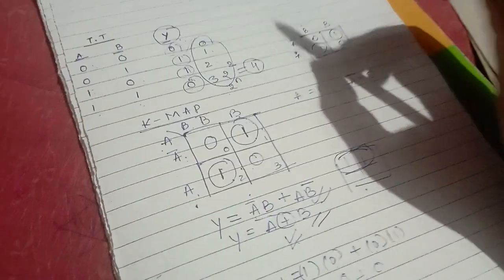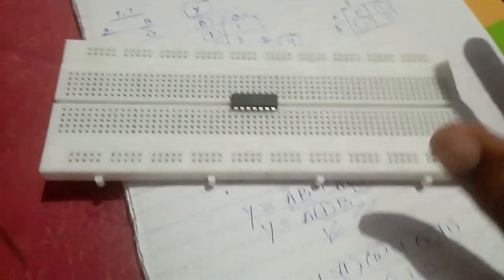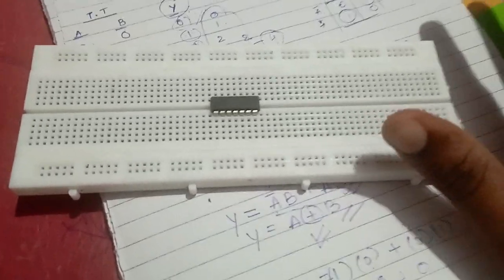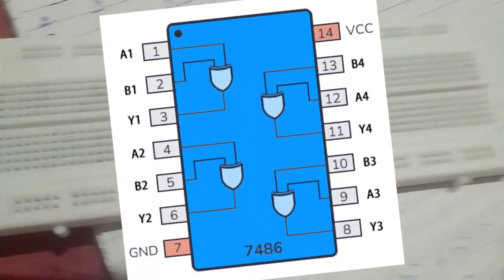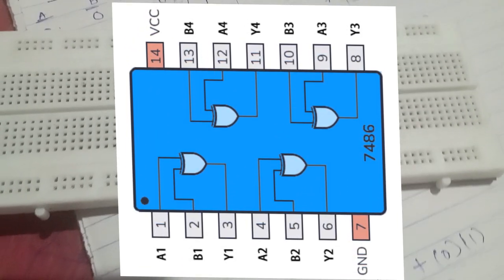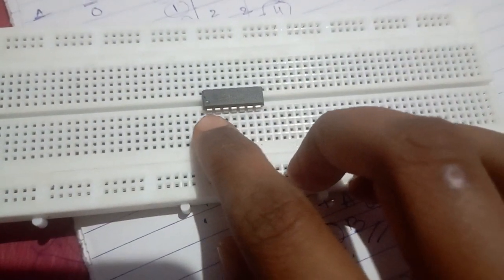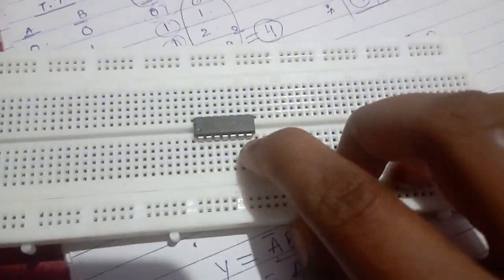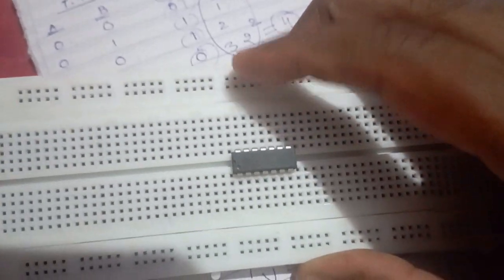So try this one. Now we are going to implement this using the IC number 7486. So here is the IC I have connected to the breadboard. It also has the same pins like the NOT IC and the others. I am going to show the internal diagram of this IC. It may be coming on the screen. Observe it carefully. It also has 4 XOR gates, and here are 7 pins, and this side 7 pins. This pin is ground, the 7th pin, and this 14th pin is VCC.